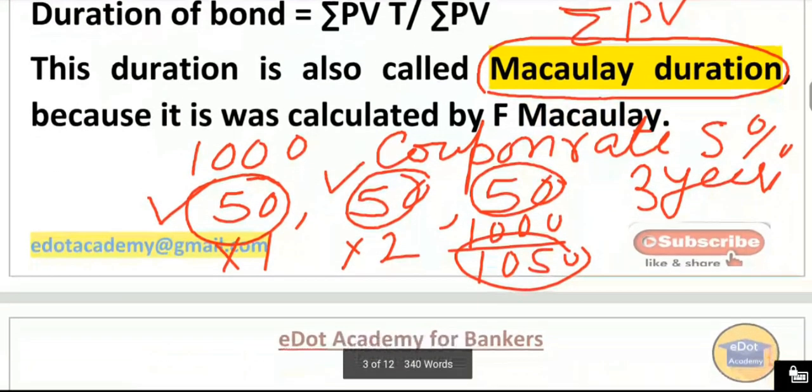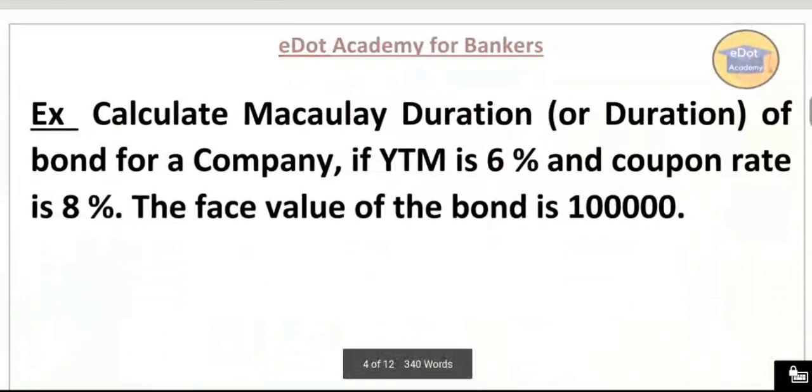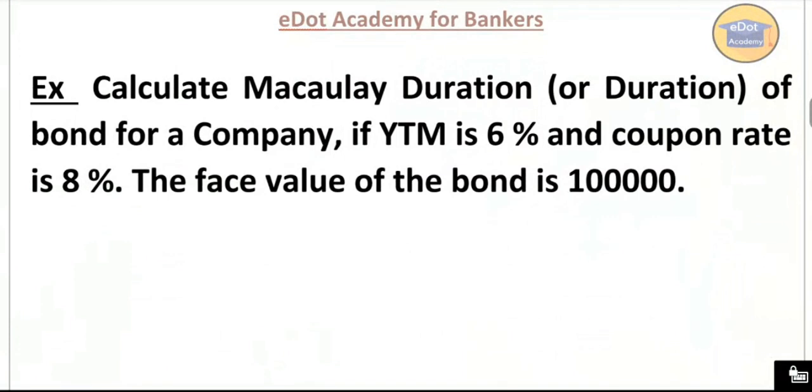So here is one example. Calculate the Macaulay duration, or simply the duration, of a bond of a company if YTM is 6% and the coupon rate is 8%. The face value of the bond is 1 lakh rupees.